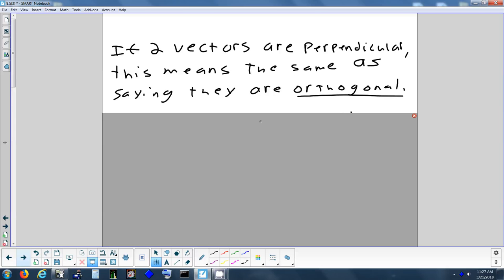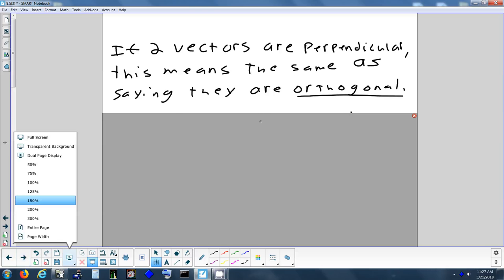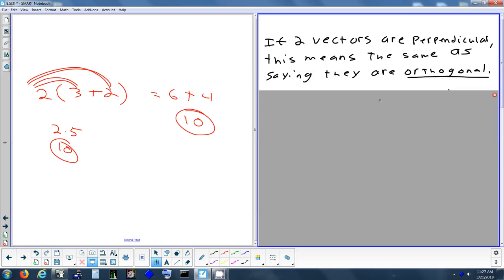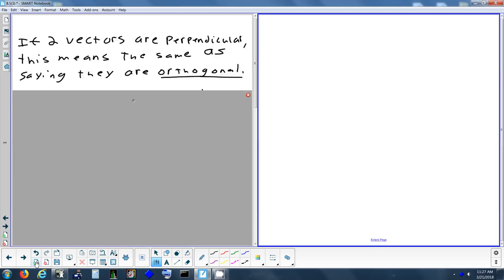So what did I just say a second ago? If two vectors are perpendicular, that means the angle between them would be 90. Okay? Let's see what happens when the angle is 90. There's a shortcut to figure that out. So let's say I'm giving you a problem, and we already know they're perpendicular. Let's fill in 90 for the angle.